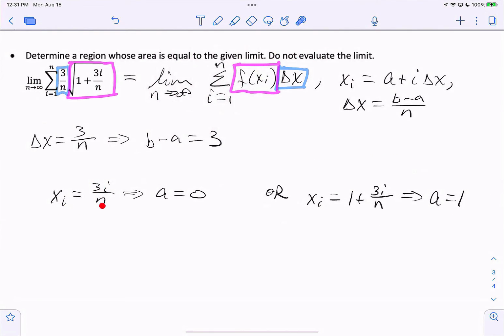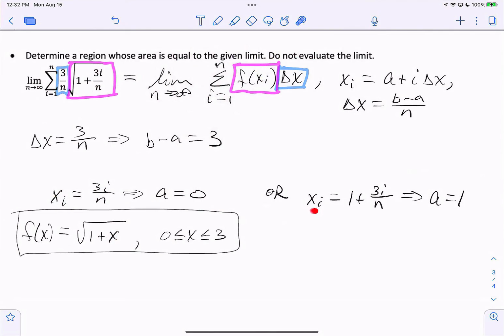If x sub i is 3i over n, then f of x is equal to the square root of 1 plus x, right? Because then x sub i is just replacing the x. And then we would have x going from 0 to 3, with a equals 0. We're done there, by the way.